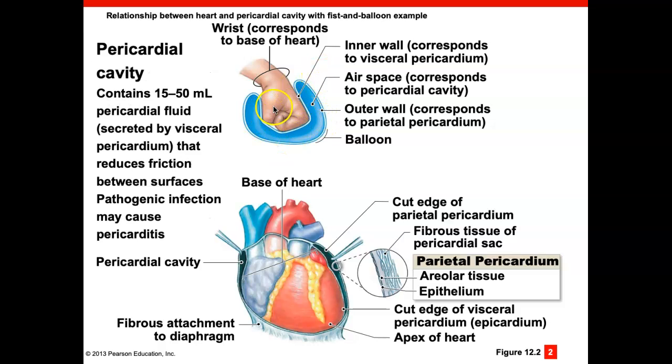This pericardial cavity contains pericardial fluid, which is serous fluid, 15 to 50 mL, not a lot of fluid, but it reduces friction. Some bacterial infections can cause that serous fluid to dry up a bit, and it may cause inflammation of the heart. You might actually feel the heart beating if there's more friction there with less serous fluid.